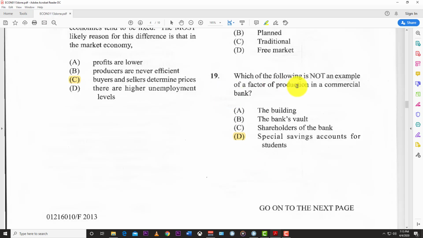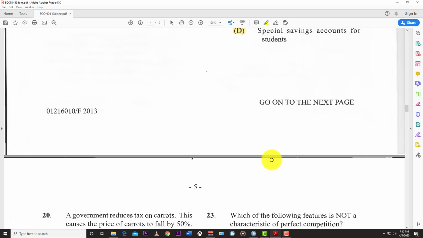Number 19, which of the following is not an example of a factor of production in a commercial bank? And the best answer here is special savings accounts for students. Shareholders are an example of capital. The bank's vault is a part of their capital. The building is a part of their capital. So all the rest here, this one is not a factor of production. Special savings account for students.